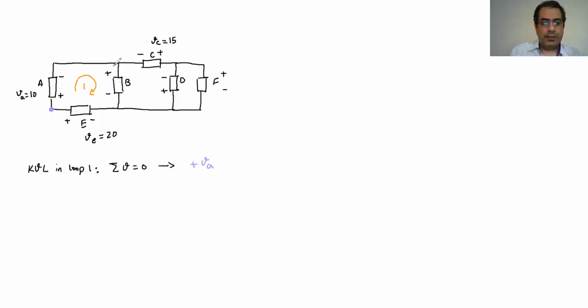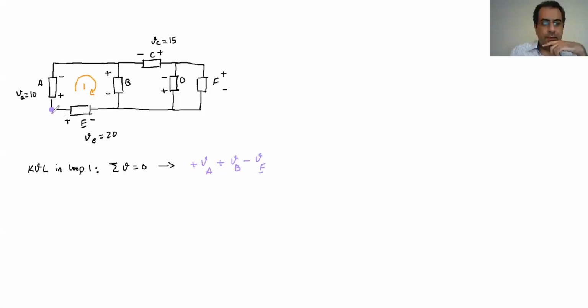Then I keep going in that loop until I hit the positive. So I put plus, and then VB, the voltage in the second element. So VA, VB. And then if I keep moving, I go to the next element, I hit the negative sign here. So I put the negative sign and then VE, the magnitude of VE.